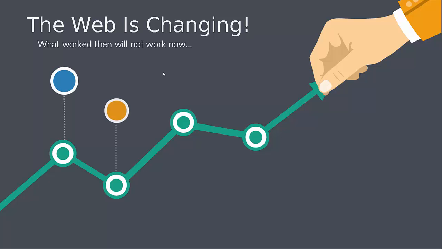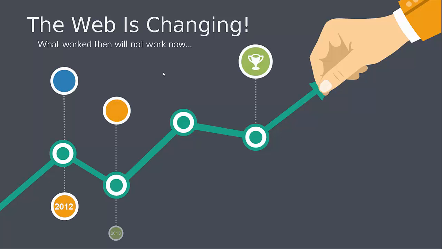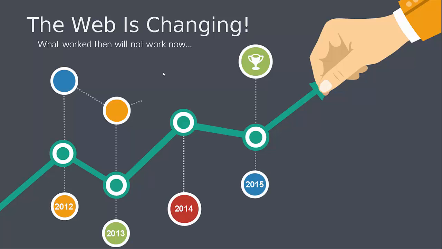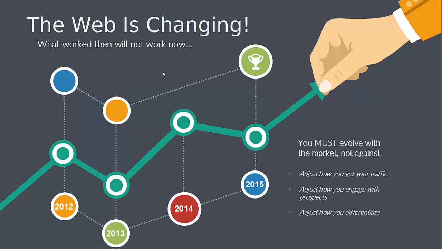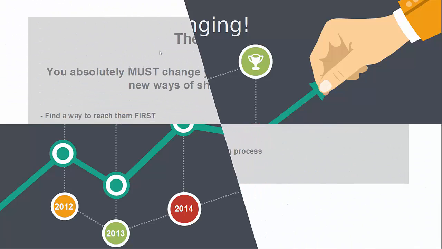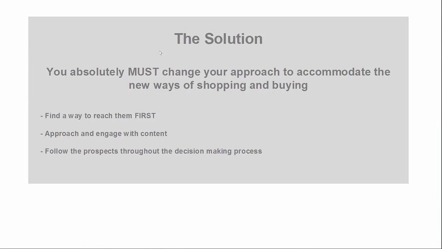So in general, the bottom line is the web is changing, guys. What worked even in the past 12 to 18 months is not necessarily what's going to work now. Okay, the market has been evolving, so you must evolve with it, not against it. We can't work against it and resist the fact that things are changing. Instead, we need to adjust how we get traffic, we need to adjust how we engage with our prospects, and we need to adjust how we differentiate ourselves from our competition, so that way our message is received differently. So the solution, bottom line, guys, is that you absolutely must change your approach and find a way to reach your prospects first.